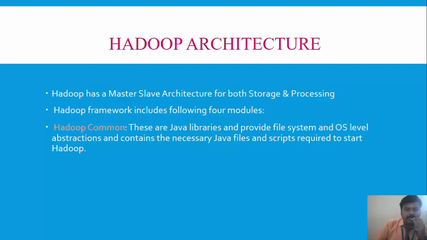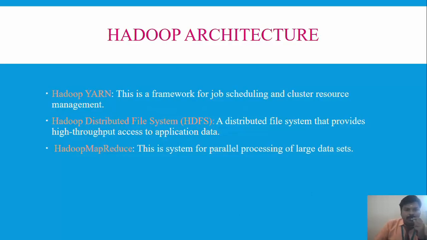How does the architecture run? Hadoop has a master-slave architecture for both storage and processing. The Hadoop framework involves the following four modules. Hadoop Common: these are Java libraries that provide file system and OS level abstractions, and contain the necessary Java files and scripts required to start Hadoop. Hadoop YARN: a framework for job scheduling and cluster resource management. HDFS: a distributed file system that provides high throughput access to application data. Hadoop MapReduce: a system for parallel processing of large data sets.